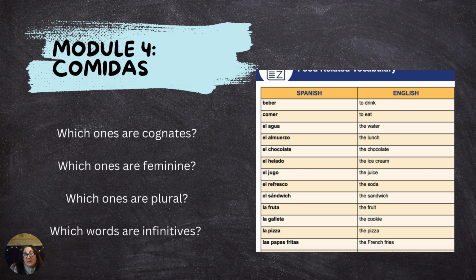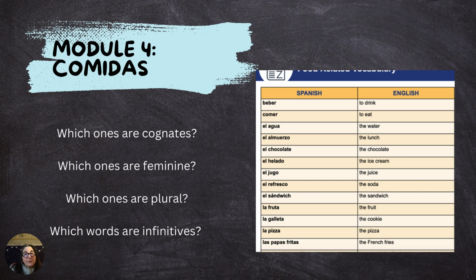Okay, now which ones are feminine? Let's go through and how do we determine if a word is feminine in Spanish? Do you remember? A lot of people want to say it ends with an A. That's not a good way to determine if the word is feminine because remember, we have irregulars. So we need to look at the article in front of the word. So I'm looking for la, which is feminine. So la fruta is feminine. Cookie, la galleta is feminine. La pizza is feminine. Oh, and las papas fritas. That is also feminine, French fries.